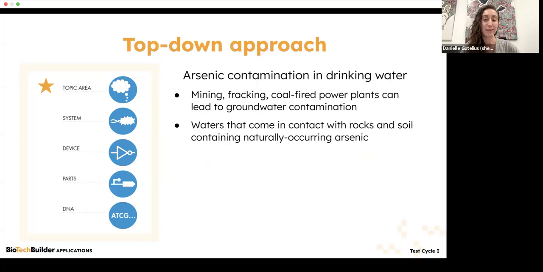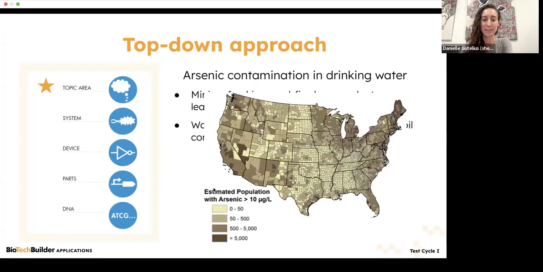Arsenic contamination in drinking water is a huge problem. You tend to find it's naturally in the soil, but it's a really big problem in areas where there's a lot of mining and fracking, where it can release that arsenic, and it can concentrate in the groundwater. It's a heavy metal, so it is very toxic to humans. It is an issue in the United States.